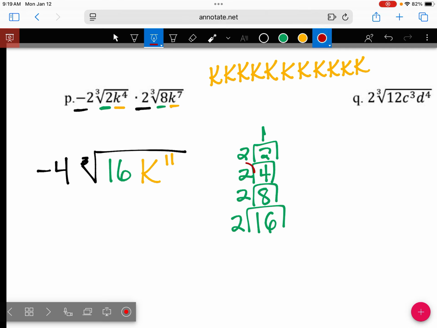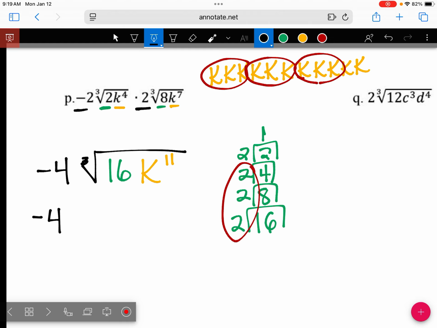So I have a group of 2s. Show me with your fingers how many groups did you make with the K's? How many groups of 3 can you make with 11? All right, good. 1, 2, 3.